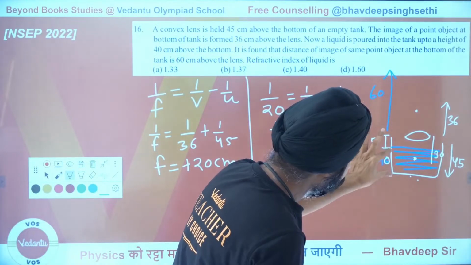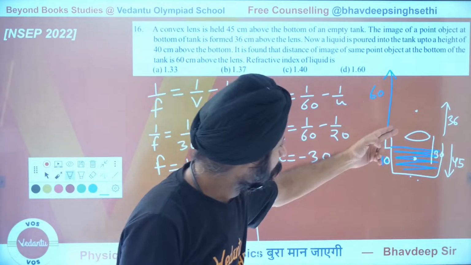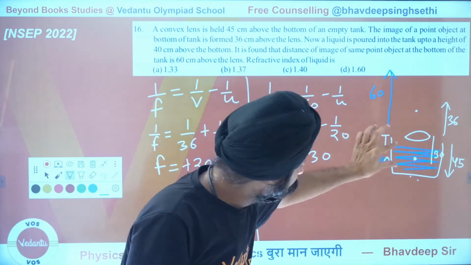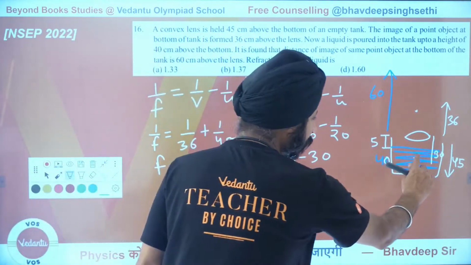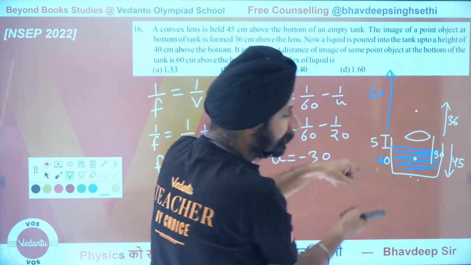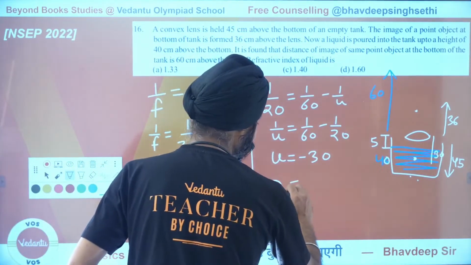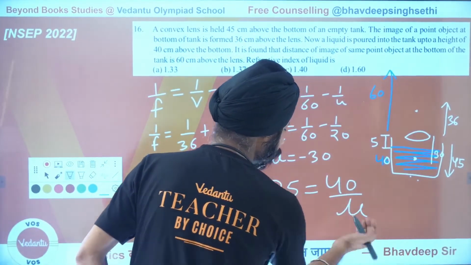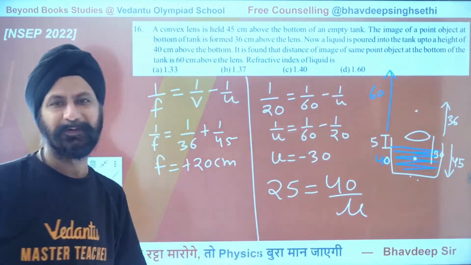So this 40 is shrinking to 25. Where did that 25 come from? The total distance of the object is 30, the air gap is 5, so 25 more is the water depth. As in, the depth of the tank here, the water was 40, but it is visible as 25. So the virtual depth is the original depth divided by the refractive index. So the refractive index is 40 by 25, which is 1.6, and that is your answer.